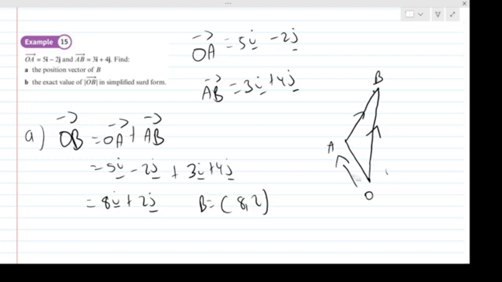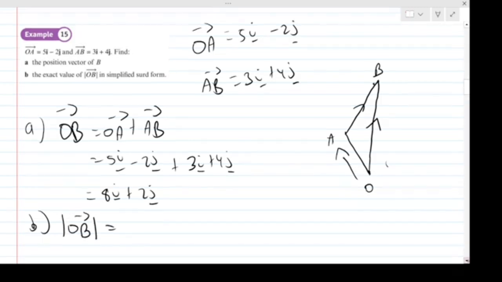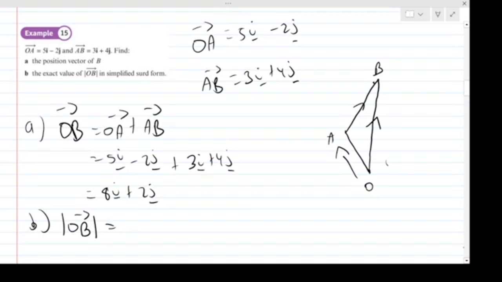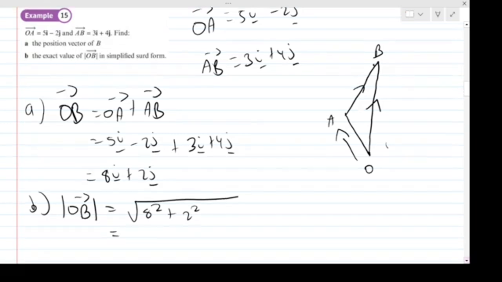So there's my answer. Then it says for part B, find the exact value of the double bar OB. Remember from last time, this bar represents the magnitude or the length of vector OB. So that's going to be the square root of 8 squared, add the y part, which is 2 squared. In a calculator, I get 2 root 17.